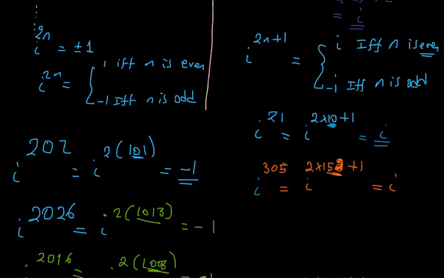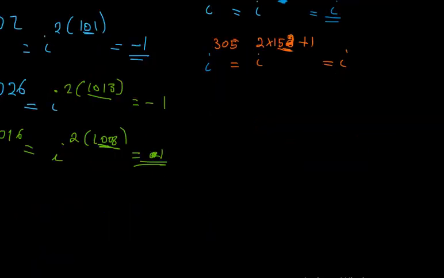Let's see another. i to the power of 467. This is the same as i to the power of 2 times something plus 1. So this means it should be 466, so 233. Good. As you can see here, we have an odd number. 233 is an odd number. So that leads to negative i.